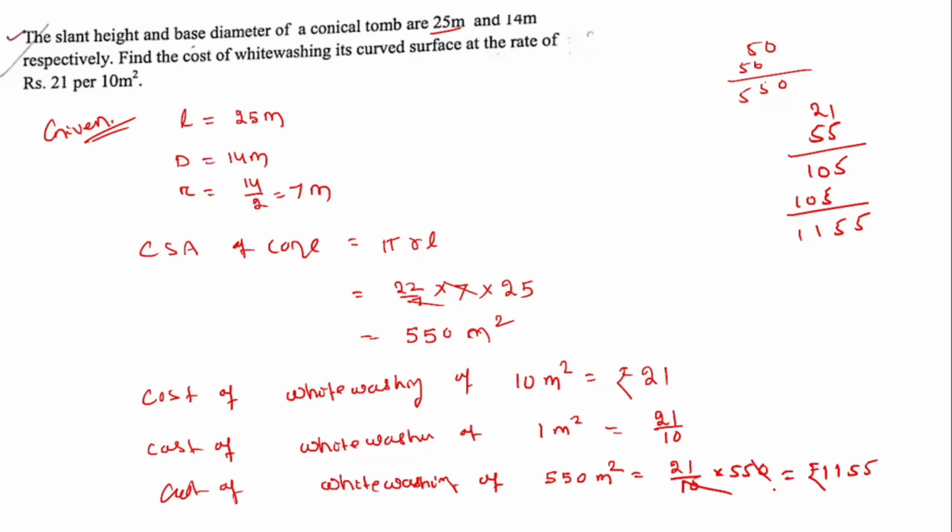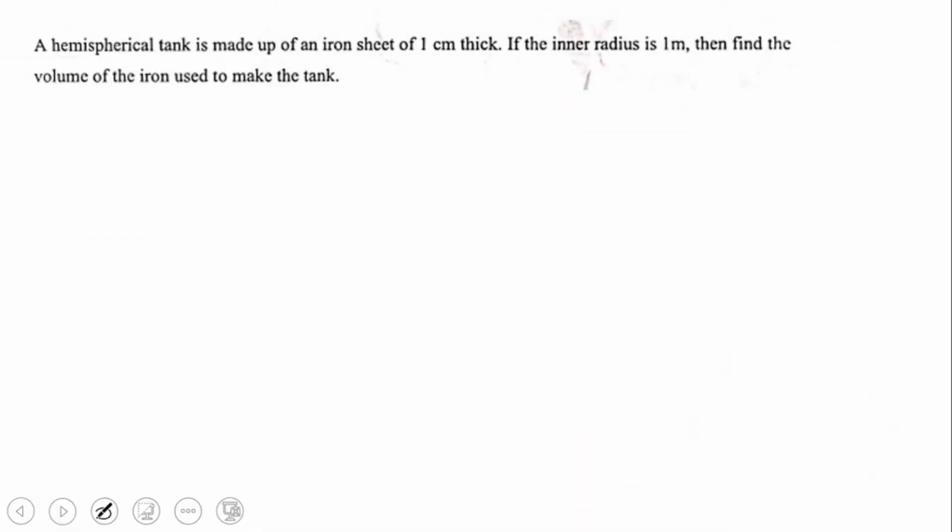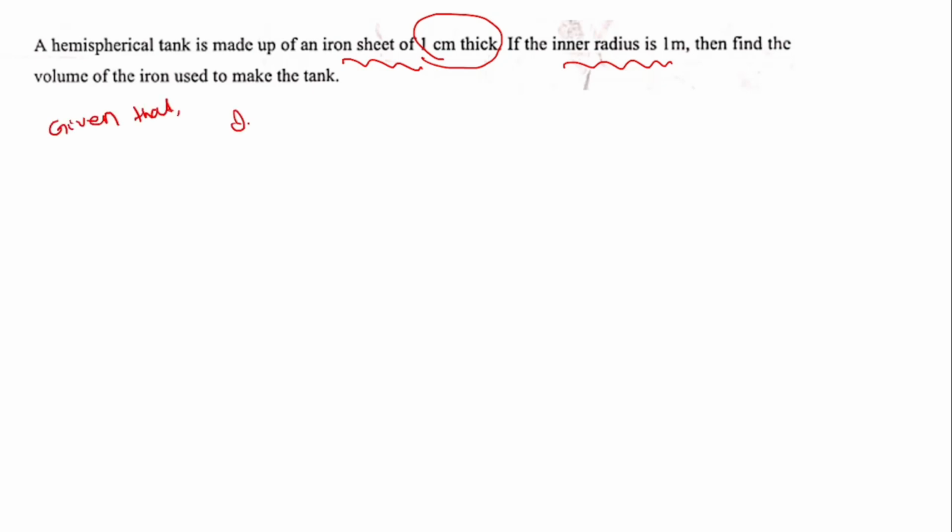Okay, now the next question, a hemispherical tank. Okay, so first remember what the formula is. Volume and curved surface area of the hemispherical tank, which is made up of an iron sheet 1 centimeter thick. Okay, and the inner radius is given. So write down, given that inner radius equal to 1 meter. Now thickness equal to how much? Now 1 centimeter.